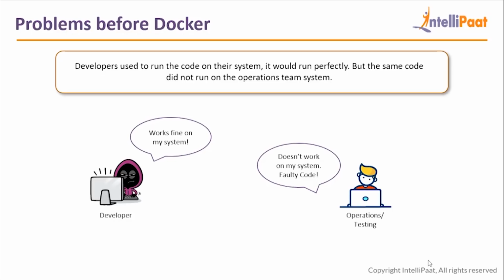So the problem was that VMs were very large and they were complex as well to handle when we are talking about the staging area or the deployment area, the production area. They were a little difficult to handle. Now, this was the problem that was there before Docker.